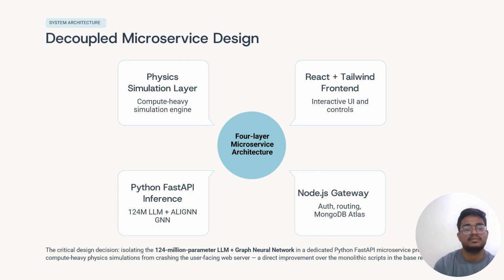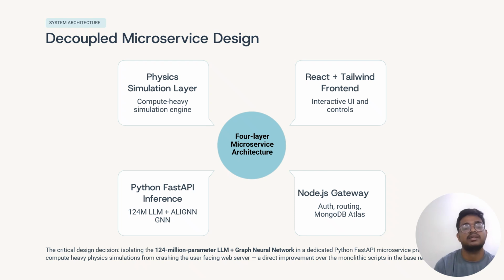To address these challenges, we designed a modular microservice architecture. The architecture consists of four major layers. Front layer: the first layer is the React and Tailwind front end. This is where the users interact with the system. The researchers specify constraints such as chemical composition, space group, formation energy target, and number of formula units. Gateway layer: the second layer is a Node.js gateway. This layer manages authentication, routing, API management, and database interactions. MongoDB Atlas stores user sessions and generated results.